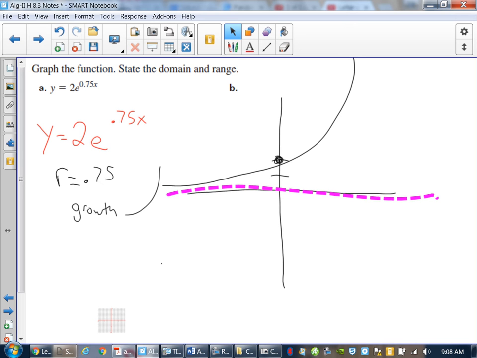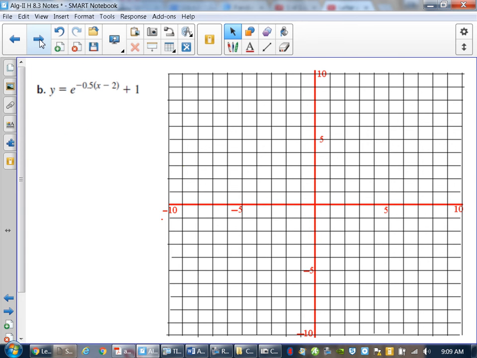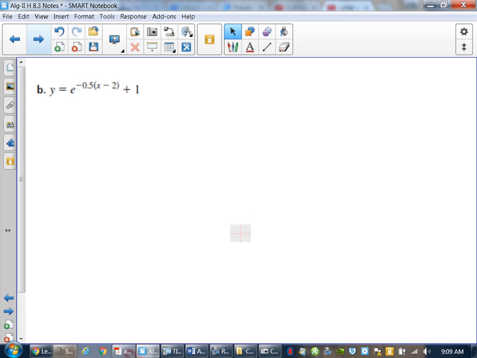Not much going on here, especially when there's no h and no k. If there was an h and a k, what would I have to move? Your intercept and the asymptote. Kind of important. Okay, all right, let's try another one.